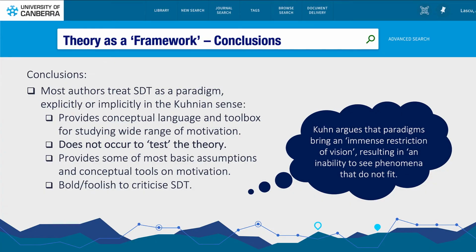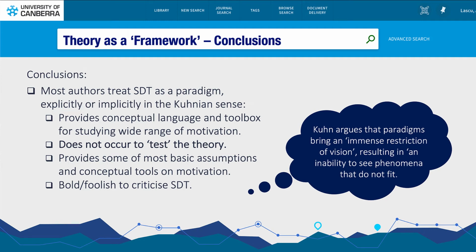So in conclusion of that case study, most authors actually treated self-determination theory as a paradigm, explicitly or implicitly, in the Kuhnian sense that it provides a conceptual language and toolbox for studying a wide range of motivation. But it does not occur to them to actually test the theory itself. It provides some of the most basic assumptions and conceptual tools of motivation, but it would be bold or somewhat foolish to criticize something as well established as self-determination theory if you want to be able to publish anything.